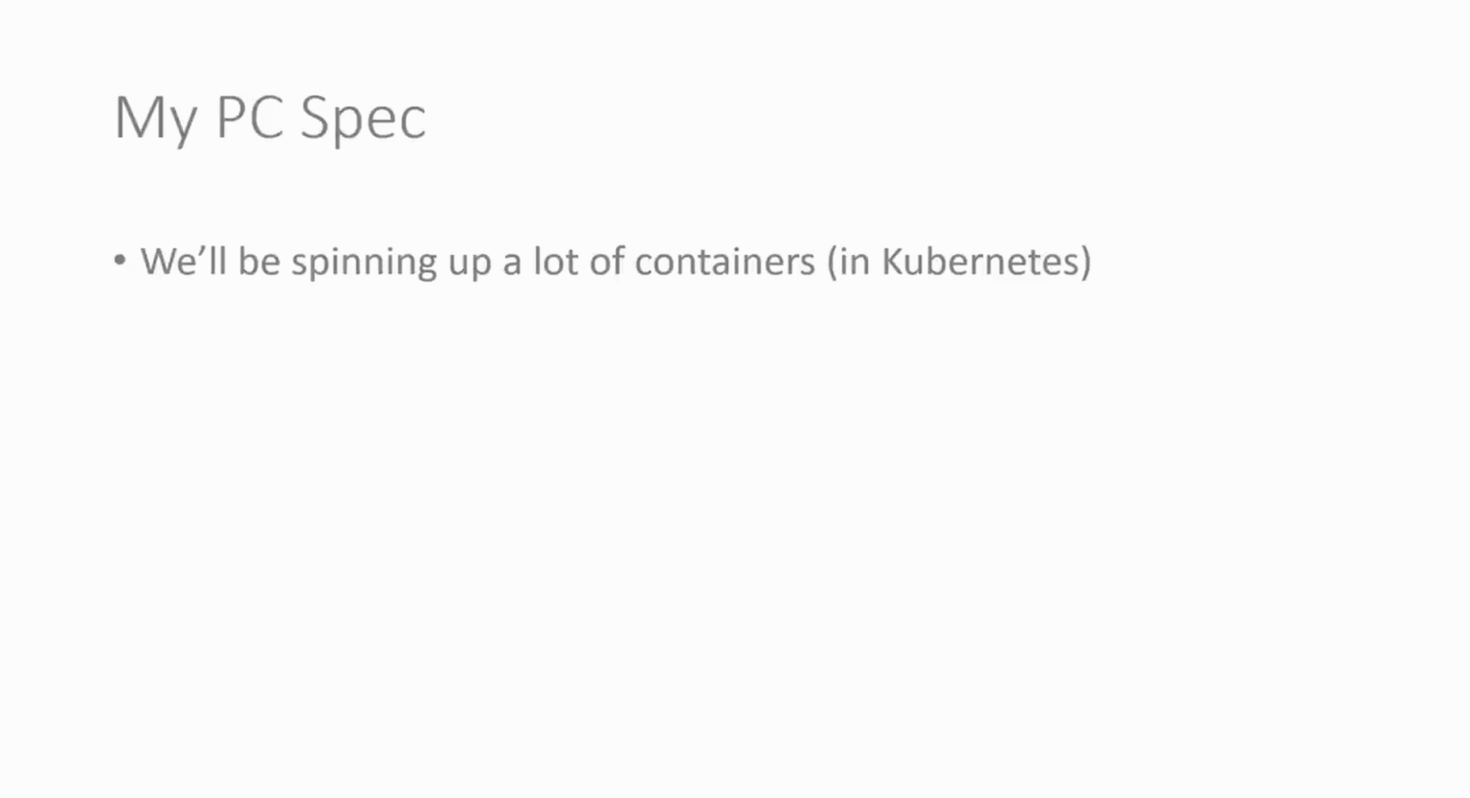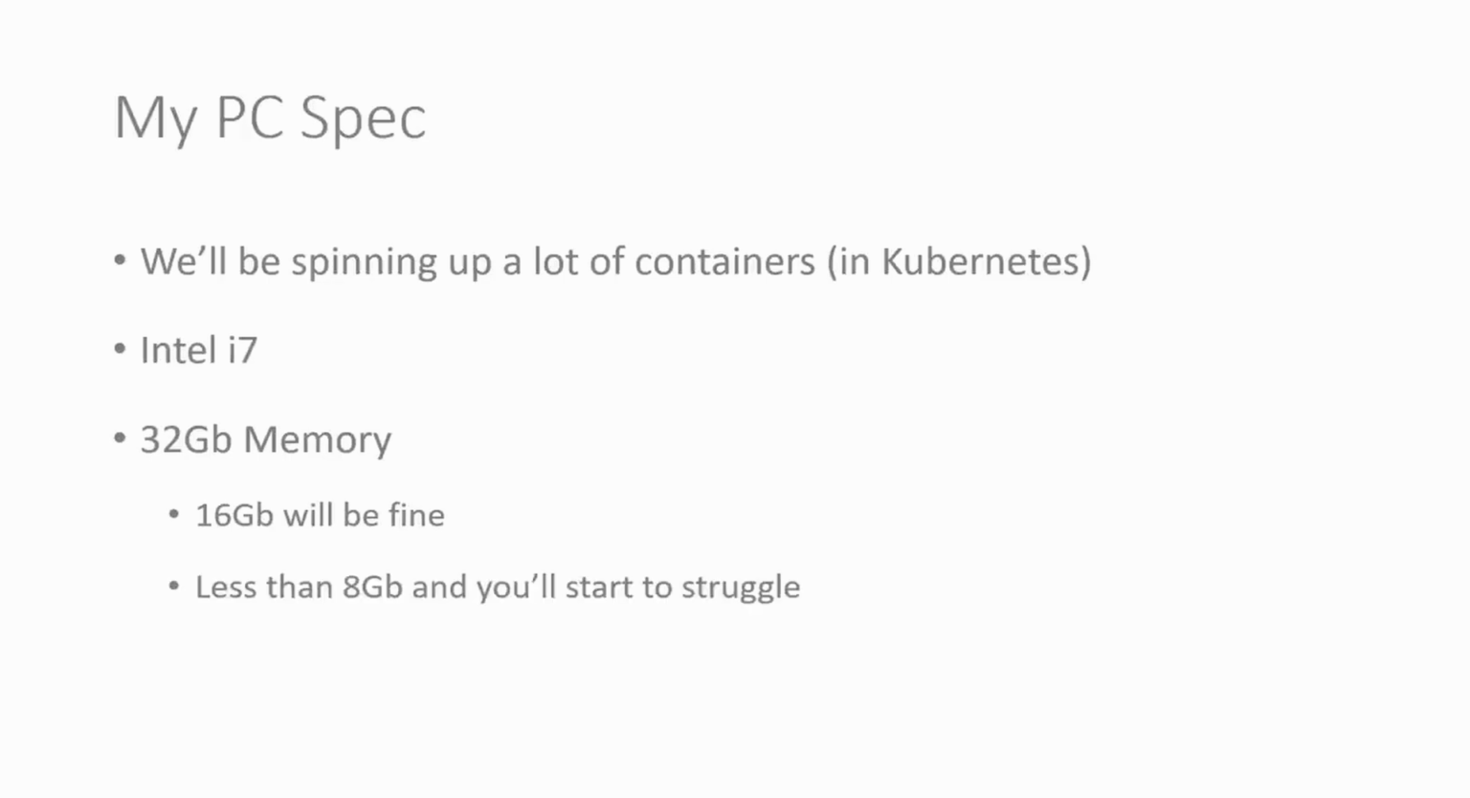So yeah, we'll be spinning up a lot of containers in Kubernetes, which obviously has an impact on your local hardware, most especially memory, really. So I've got an Intel i7, I've got 32 gig of memory, which is probably way more than you need. In fact, it is definitely way more than you need. It's just what I happen to be running. 16 gig will be absolutely fine.